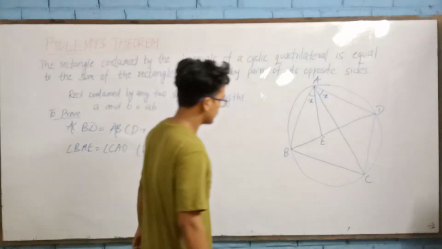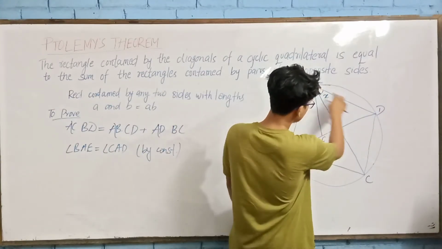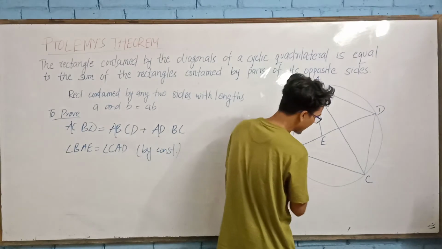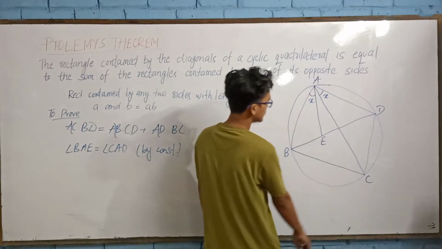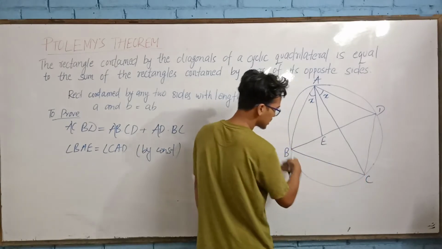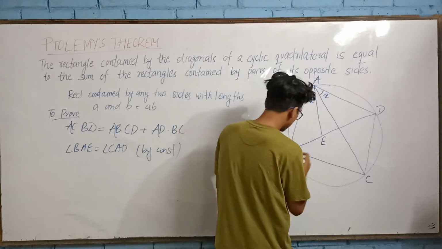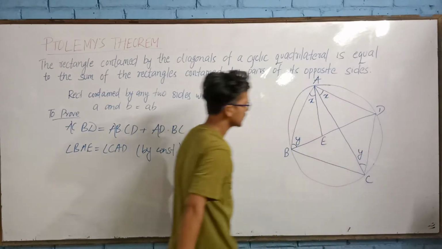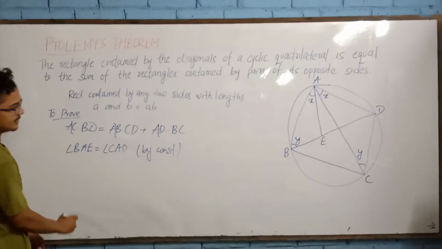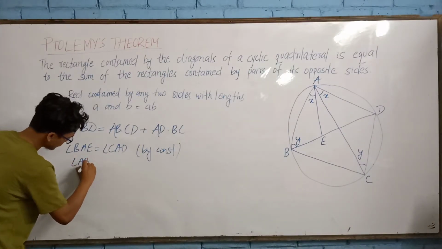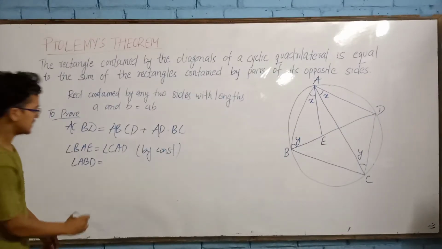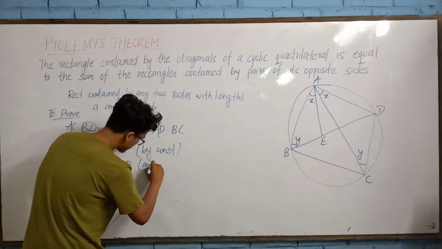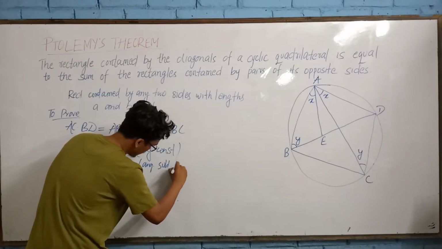Now this AD is a chord, and so it will subtend equal angles at point B and point C, because both these points lie on the circle and in the same segment. So if this is Y, then this is Y too. So we've got angle ABD equals angle ACD, angles subtended by the same chord.